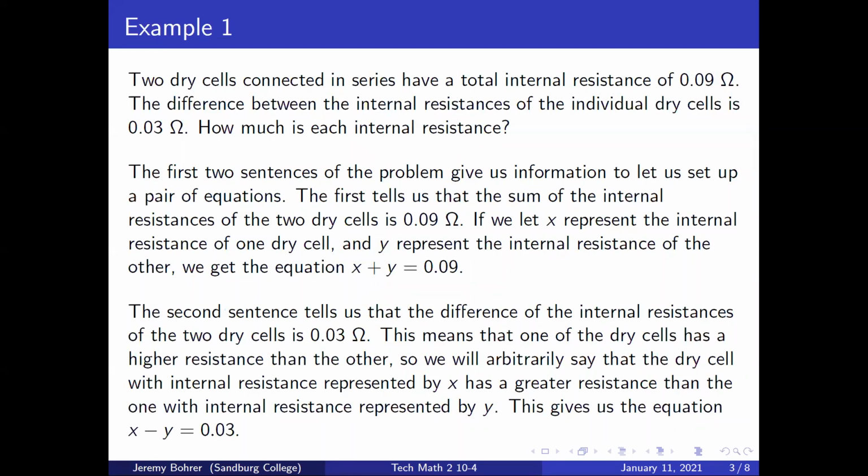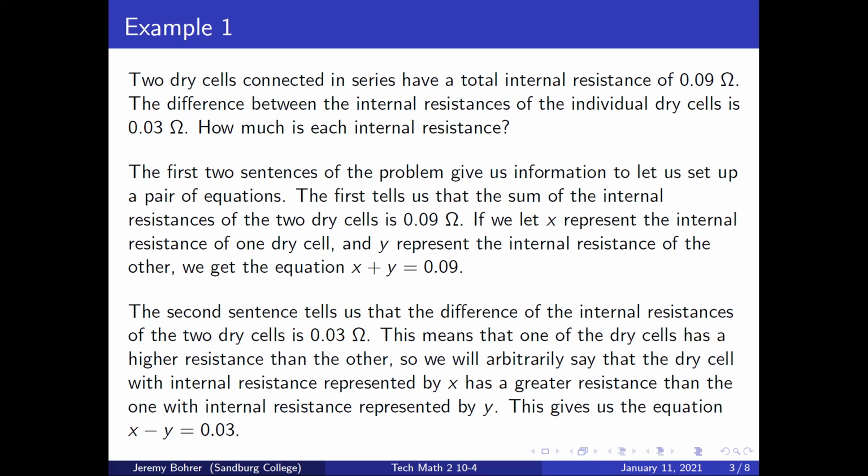For example, two dry cells connected in series have a total internal resistance of 0.09 ohms. The difference between the internal resistances of the individual dry cells is 0.03 ohms. How much is each internal resistance? The first two sentences of the problem give us information to let us set up a pair of equations. The first tells us that the sum of the internal resistances of the two dry cells is 0.09 ohms.